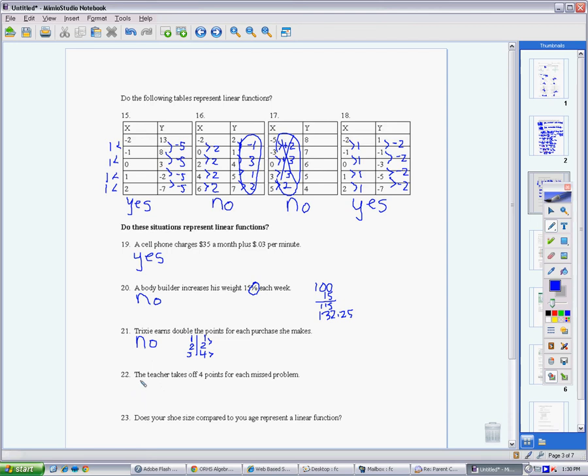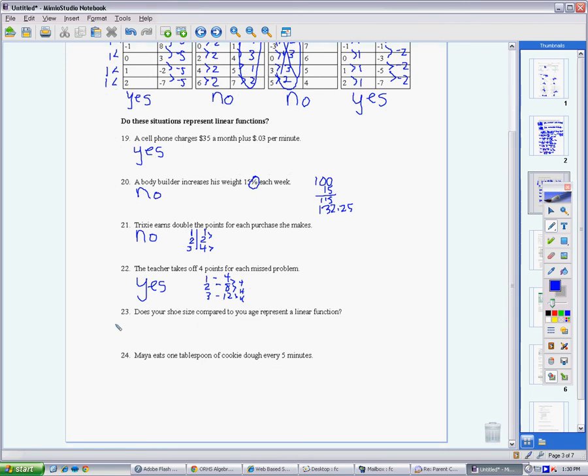A teacher takes off 4 points for each missed problem? Yes. If you miss 1 problem, you get 4 points off. If you miss 2 problems, you get 8 points off. If you miss 3 problems, you get 12 points off. So you are getting 4 points off for each problem missed. That is a linear representation.